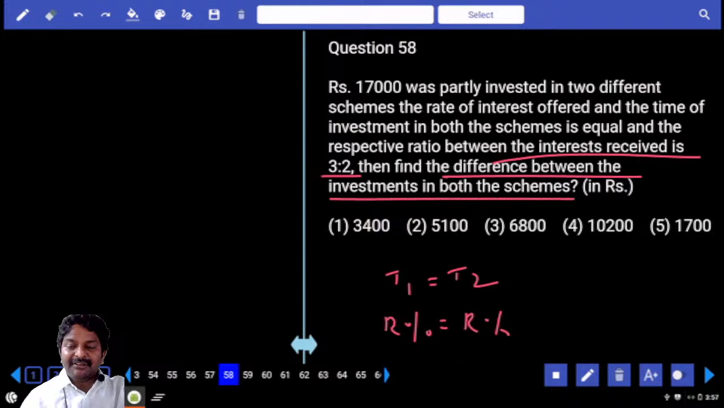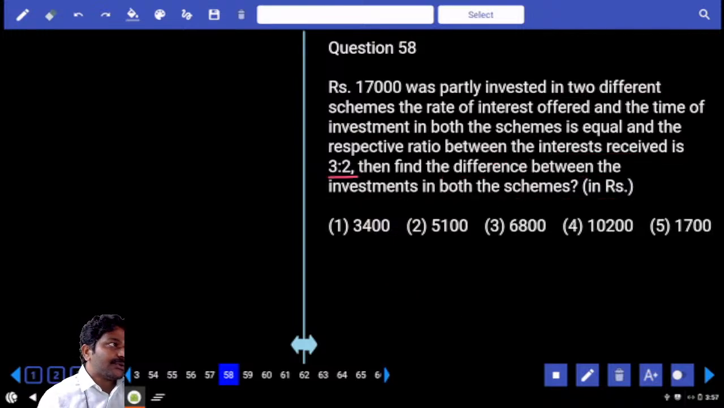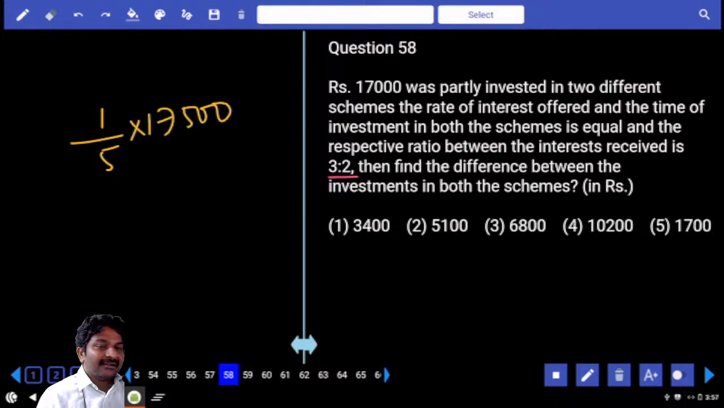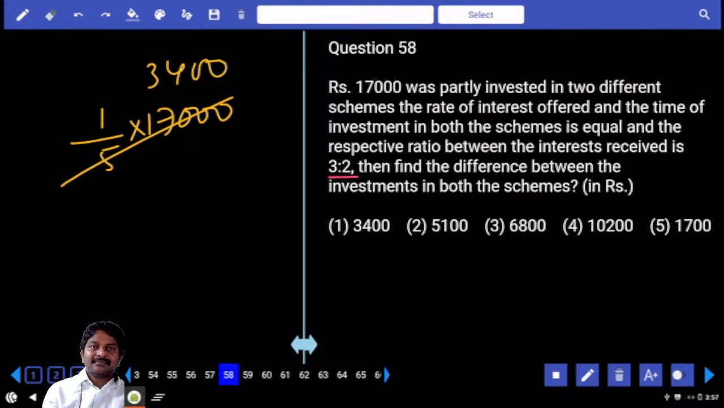Find the difference between investment in both the schemes. Investments are also in the ratio 3:2. Difference is 1 part, out of total 5 parts among 17,000. Divided by 5 and multiplied by 10 into 2. 3400. Understood?